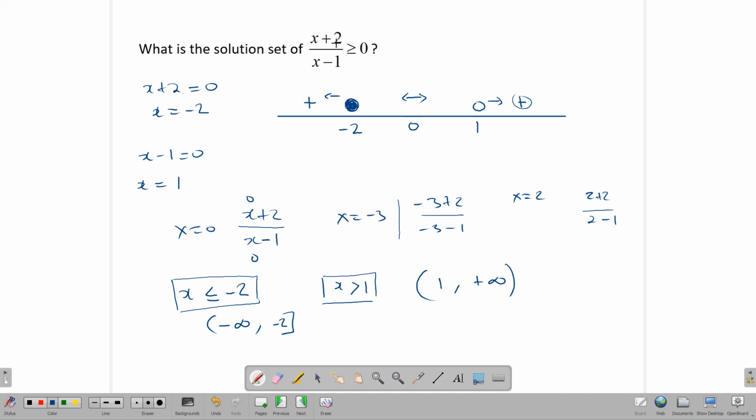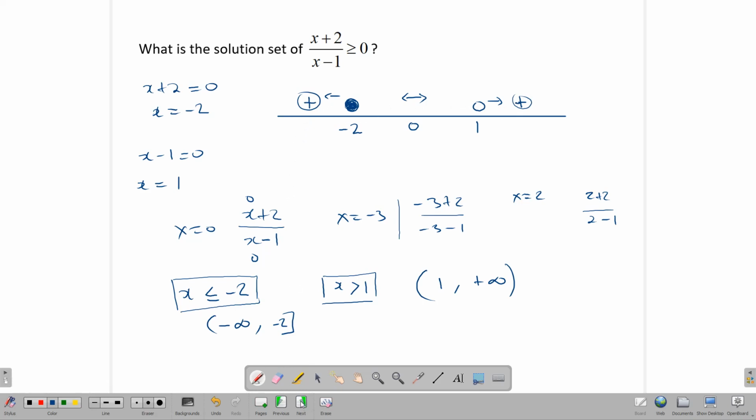First thing you needed to do was to solve the numerator. Solve the denominator. Those give you some values that you put on your number line. And once you get those numbers on your number line, you start checking each region by doing a sign analysis to see where your solution would fall. So remember, greater than or equal to 0 means positive. And so we look for where we'd have positive results, and we'd have positive here and here.